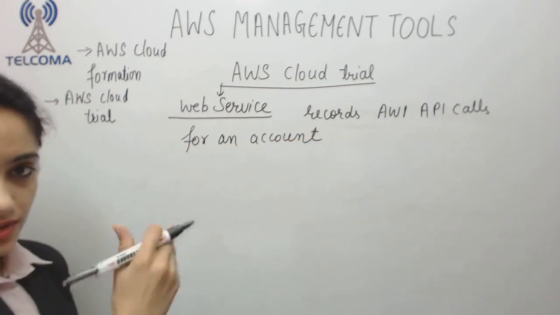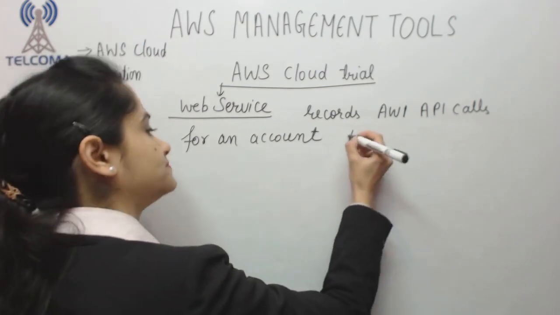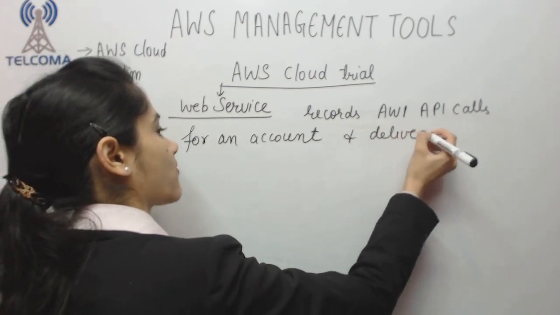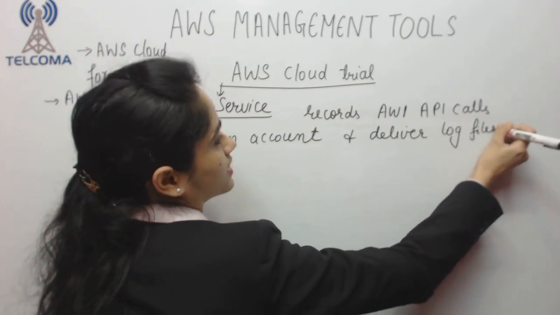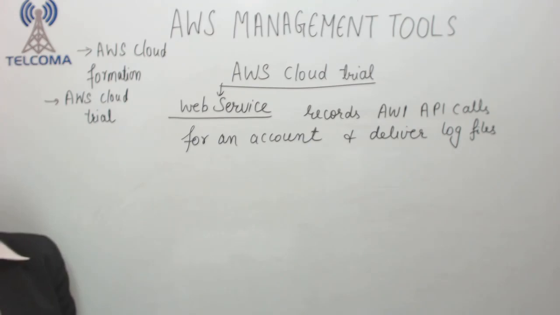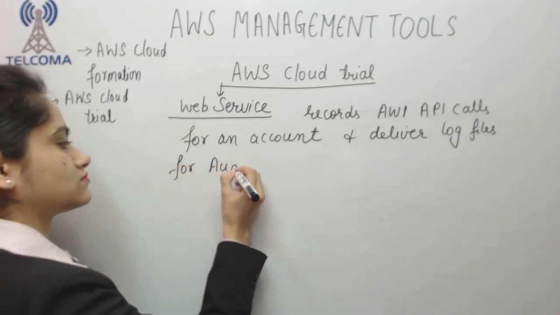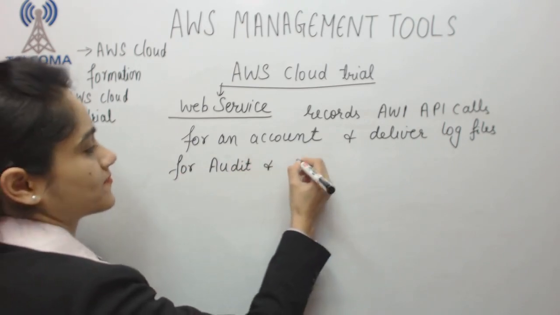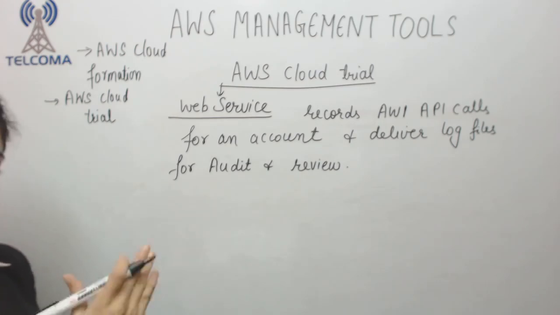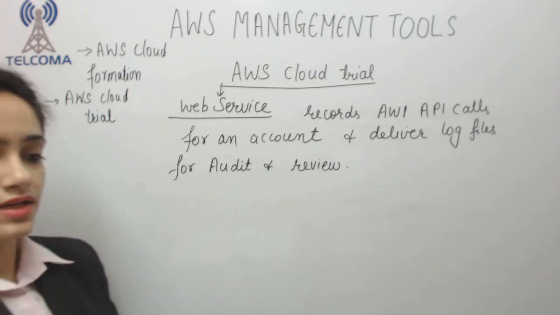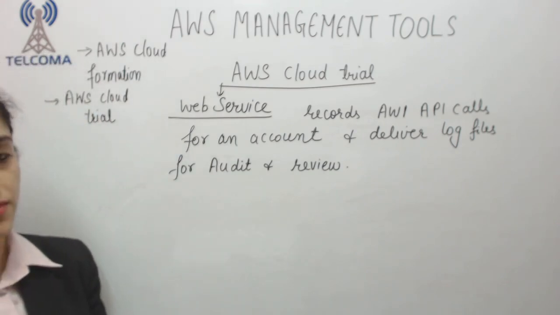For a basic account, it records all the calls and delivers log files for audit. It delivers various log files for audit and review. So it records various calls for an account. It can deliver the various log files for audit and review purposes.